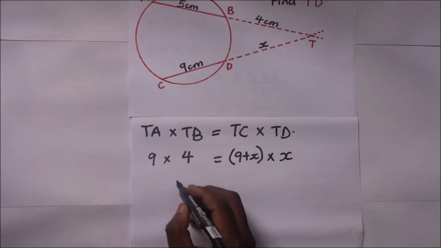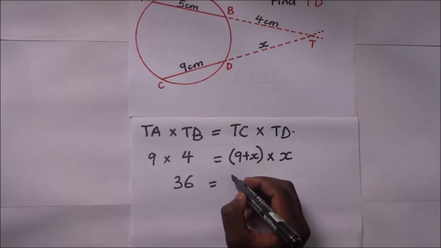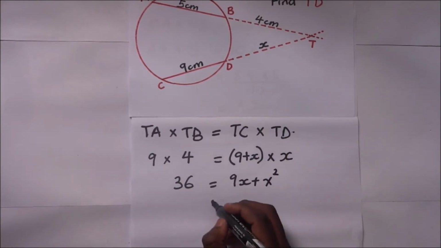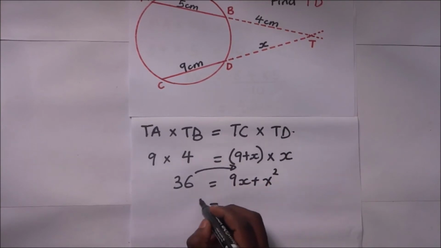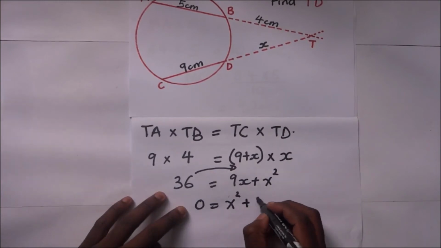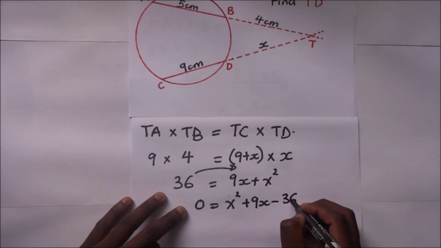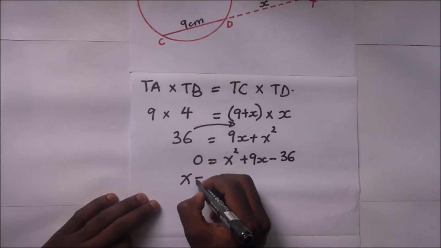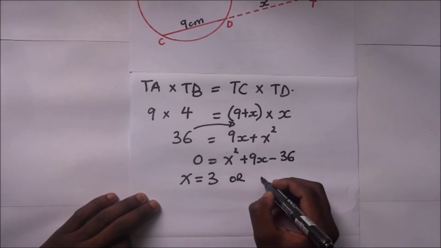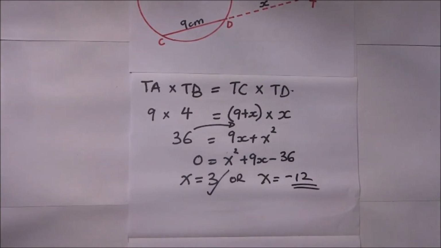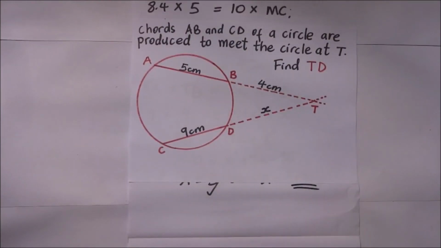We know that 9 times 4 is 36. Opening the bracket gives 9x plus x squared. When we transfer this 36 to the other side, we remain with 0 here, and we form a quadratic equation: x squared plus 9x minus 36. When you solve that quadratic equation, we get two values of x. One value of x will be 3, and the other will be negative 12. Of course, we shall go with the positive value because distance is positive. So our value of x here will be 3.